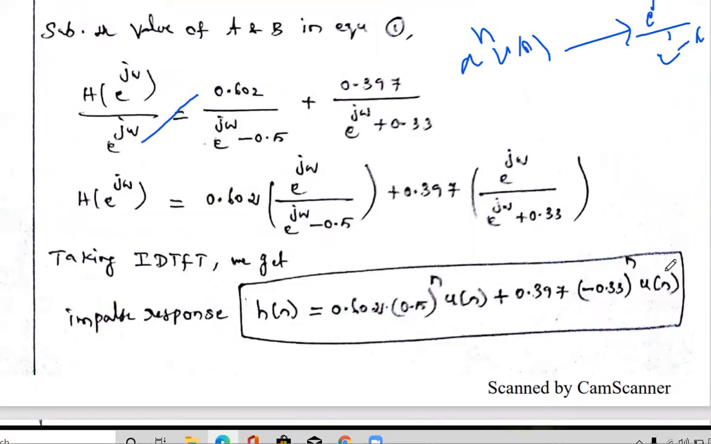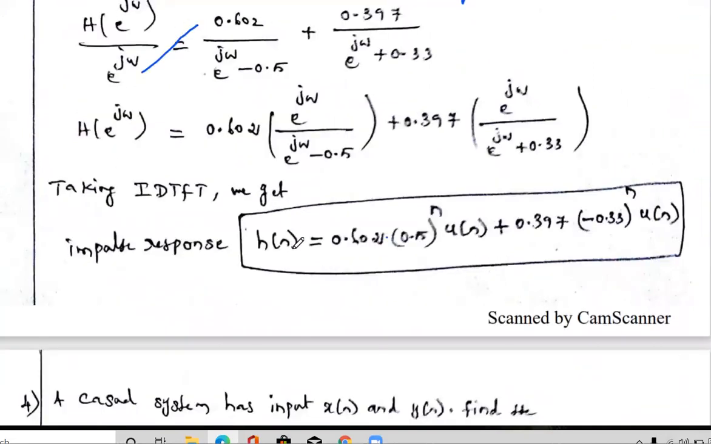Okay, so that is the answer for the impulse response of our given system. That's all for this question. In the next video, we are going to solve one more problem using this DTFT.